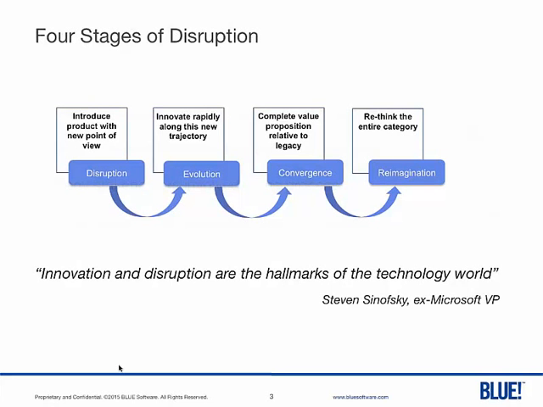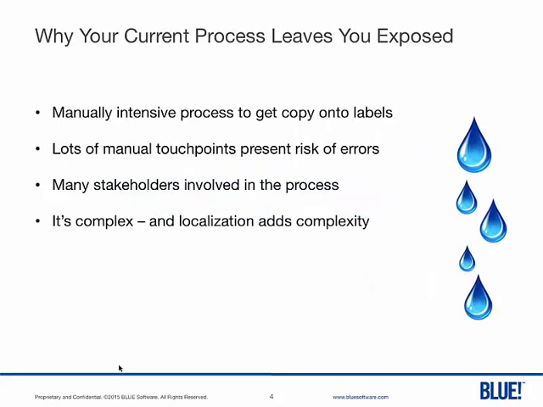So let's first touch on why your current process leaves you exposed. If you think about the content that's required on a label, where are the potential leaks in the current state? So that's what we're talking about here. And the first one, and maybe the most obvious one, is all of these manual touch points. And Jonathan touched on this as well when he was speaking. There's a lot of people who are involved in this process, and there's a lot of manual touch points along the way.